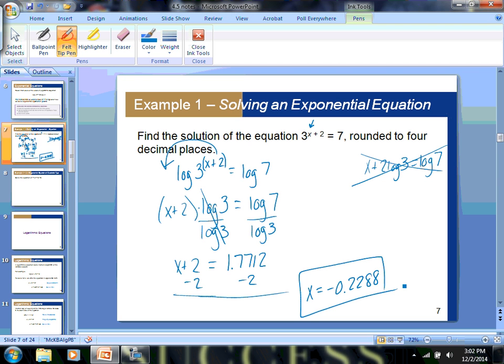So you can get a negative value for an answer. You can't take the logarithm of a negative number or the natural log of a negative number. But if you get a negative answer for this type of problem, that's okay. We can have a negative value in there for x. It's in the exponent. That's okay.